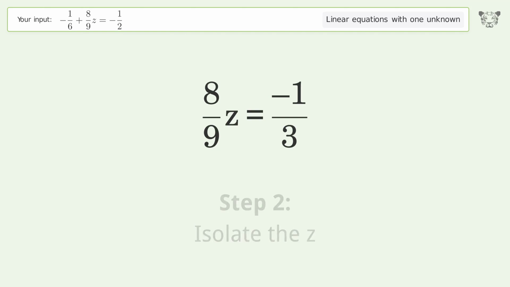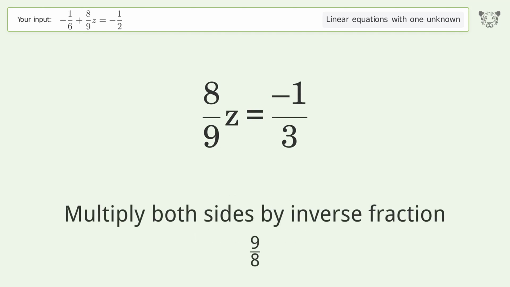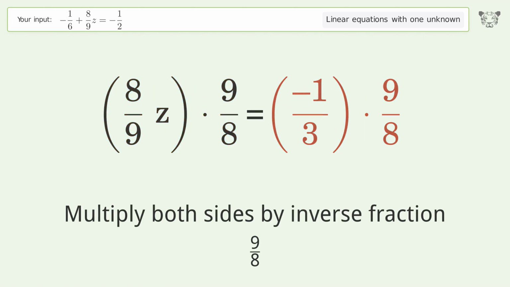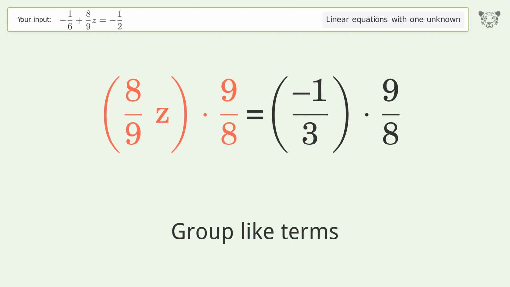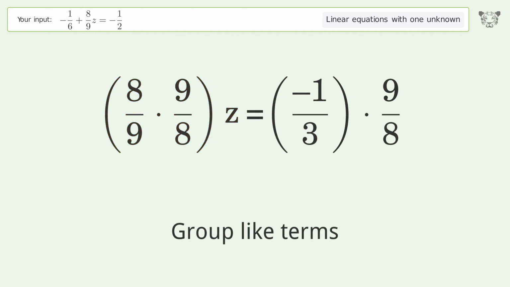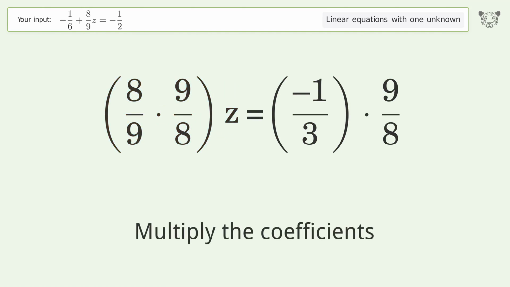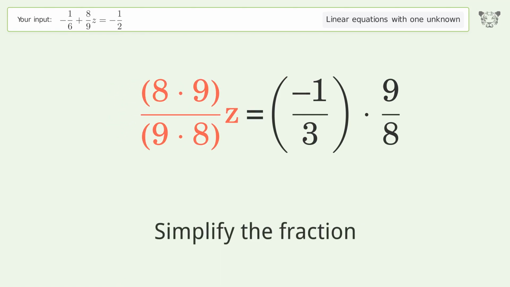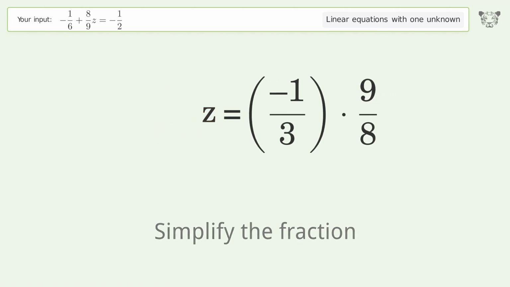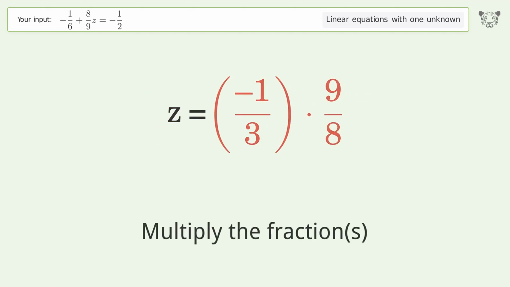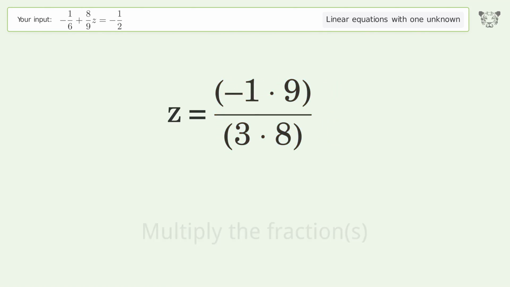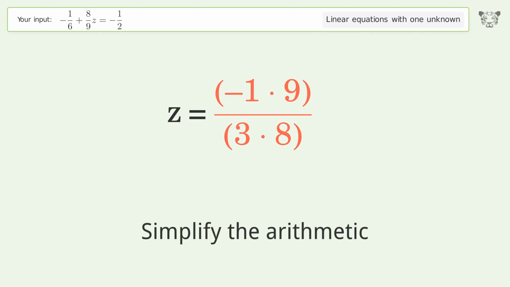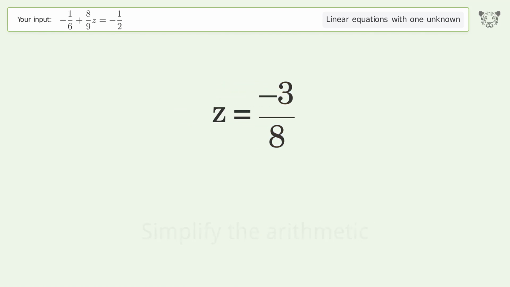Isolate the z. Multiply both sides by inverse fraction 9/8. Group like terms. Multiply the coefficients. Simplify the fraction. Multiply the fractions. Simplify the arithmetic. And so the final result is z equals -3/8.